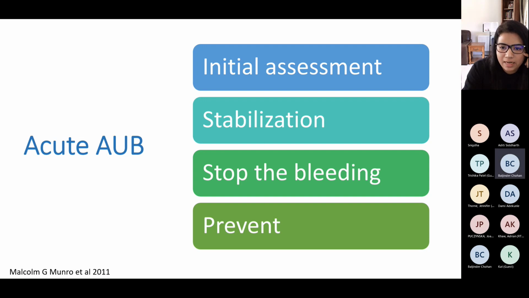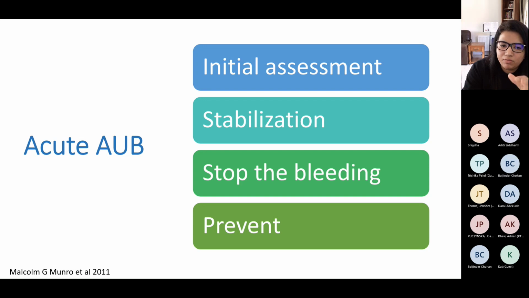In order to stop the bleeding, primarily it's medication. So tranexamic acid and progesterone therapy are the 2 ways to stop the bleeding. Most of the time this sort of bleeding is because of the lack of ovulation and not enough progesterone ripening the endometrium. So therefore you need to give the progesterone therapy in order to stop the bleeding.